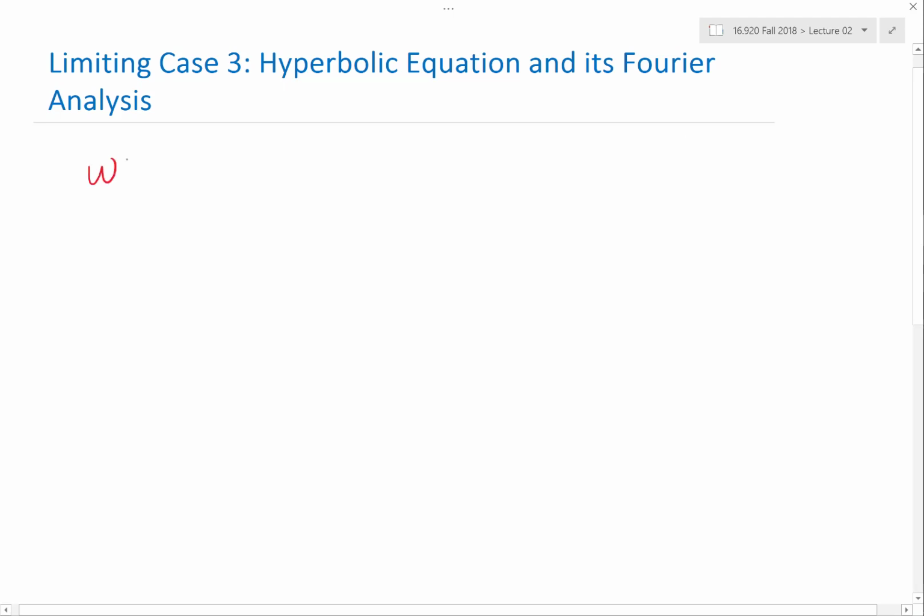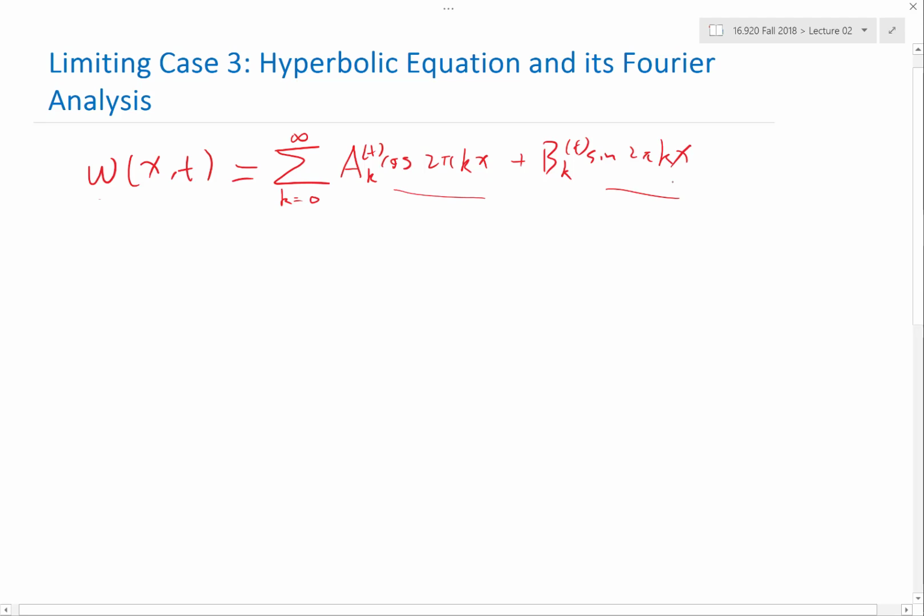So we are going to write our w as a function of x and t, being a summation where k goes from 0 to infinity. Let's still use our a_k times cosine 2 pi kx plus b_k times sine of 2 pi kx. So that's our Fourier series, right? Here, my a_k and b_k both depend on t, as w depends on t, while these sines and cosines, of course, do not depend on t.